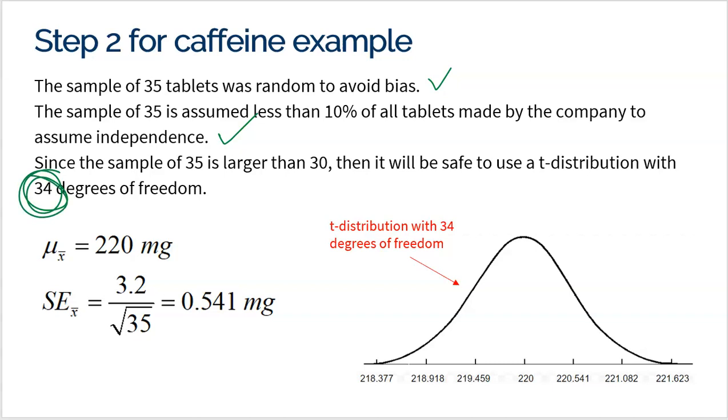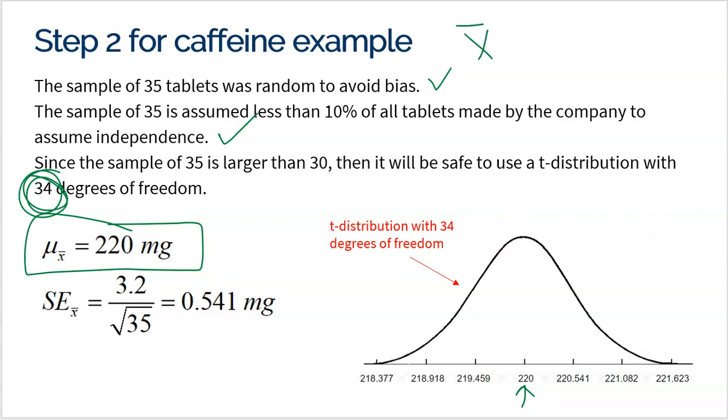Because remember, there's tons of different t-distributions out there. Now, the mean is, again, assuming the null is true, the mean of all possible samples should be 220. Because that's what the company says should be true. So that's exactly what I'm going to put right smack dab in the center. And then the standard error, again, this is why I have to use a t-distribution, I can't say that enough, is I'm going to take the standard deviation of my sample.